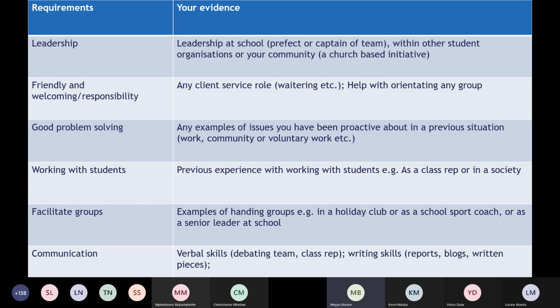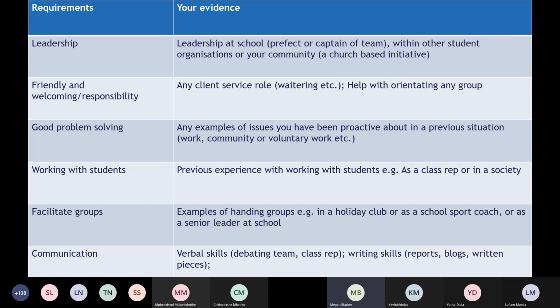And I'm going to encourage you that if you need support with your CV, please feel free to book a one-on-one slot with us, because this is where we can help you to target specifically the application that you are making. If they are looking for someone who's friendly and welcoming, so let's say someone who's going to be an orientation leader, for example, think about any client service role that you may have been involved in. So even waitering or having helped any group with orientation is really, really helpful.